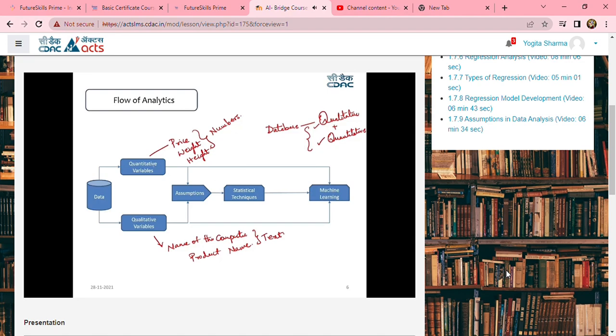Once you have an understanding of the qualitative and quantitative data, you try to draw some assumptions. Those assumptions are tested by using the statistical techniques. And once the assumptions are derived, you move ahead with the machine learning aspect of deriving the association between the input variable and the output variables.